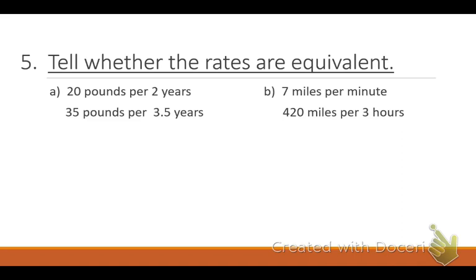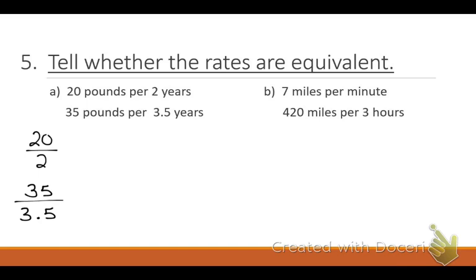Guys, look up here for just a second. You can't look at these numbers right here and say, no, they're not equal. Look, that's a 20 and that's a 35, so those aren't the same number. That's not what it's asking. It's saying, are they the same rate? Are they equivalent rates? In order to figure that out, you must find their unit rate. 20 divided by 2 and 35 divided by 3.5. Because just like it doesn't look like it might be equivalent, it might actually be, right? So divide them. Find the unit rate.